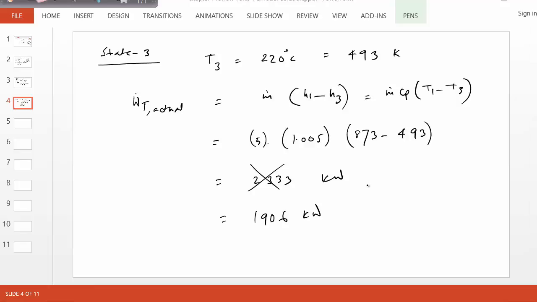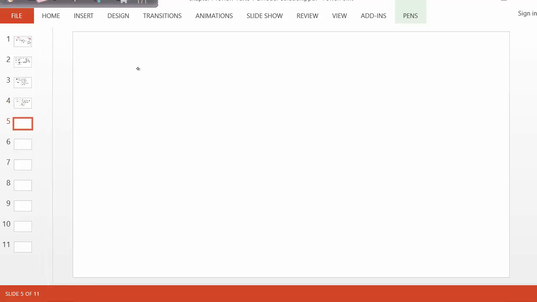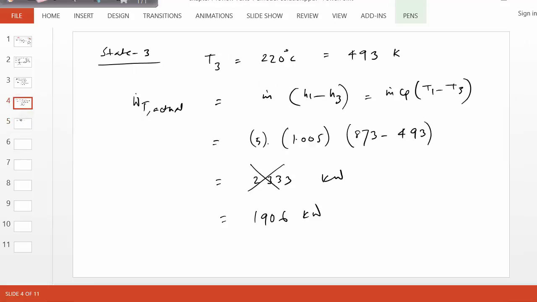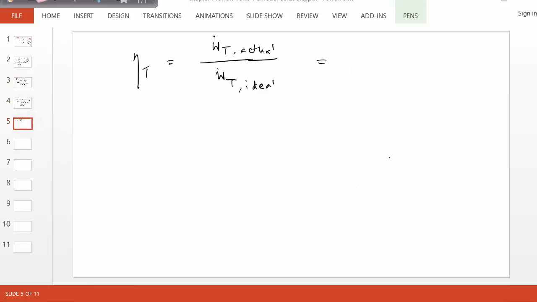So now that we have the actual power and the ideal power, the turbine efficiency, or the isentropic efficiency, is obtained as turbine efficiency equals W dot turbine. Now, which one goes on top, the actual or the ideal? Obviously, the ideal power is much higher than the actual power, and that's how the isentropic efficiency is defined. So we divide the two numbers. One is 1906 and the other is 2521.